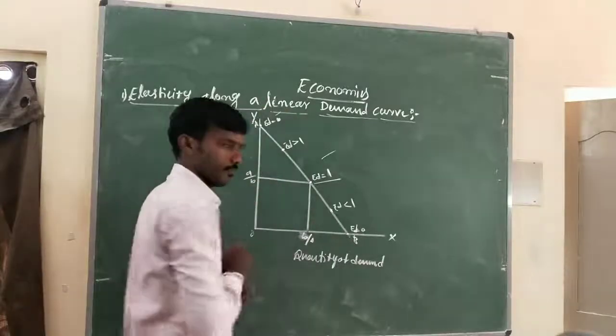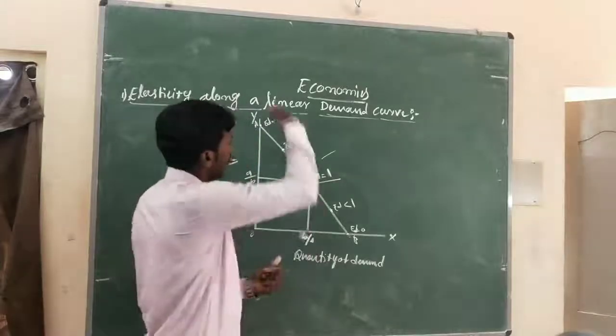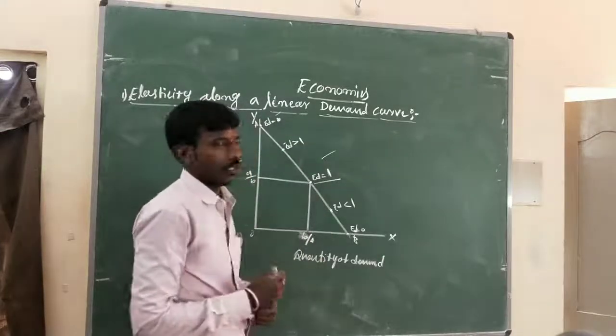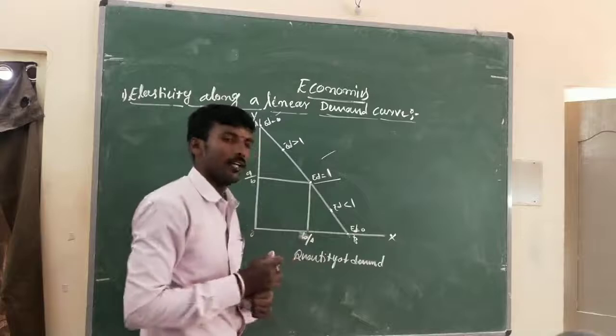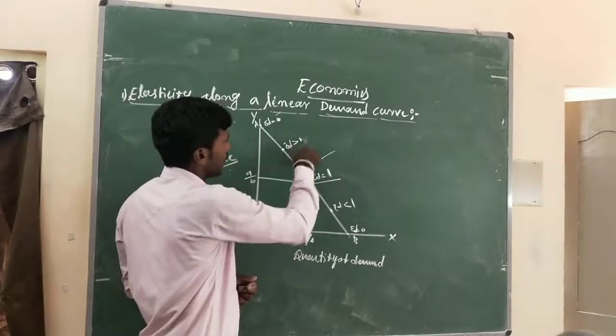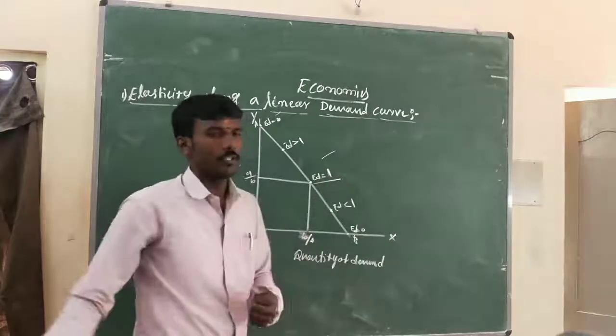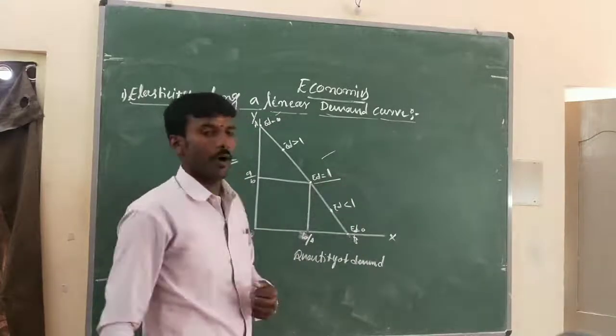So here the AB line, the demand curve, is downward sloping from left to right. Now that demand curve has different types of points, like ED infinite, ED greater than 1, ED equals to 1, ED less than 1, ED equals to 0. So these are all points which give different types of meanings.